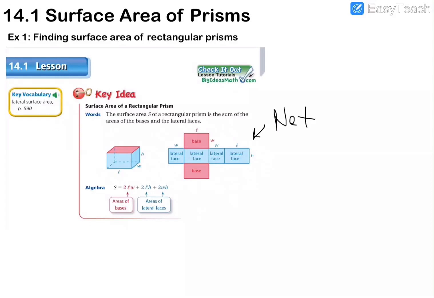They're going to consist of two bases, and then however many lateral faces there are depends on what the shape of the base is. Since the shape of the base is a rectangle here, a rectangle has 4 sides, that means there's going to be 4 lateral faces. So to find the surface area of a prism, you have to find the area of each base and each lateral face. Add all of those up, and that is your surface area. It is the sum of the area of all the faces, whether they're bases or lateral faces, okay? Seems like a lot. Let's do an example.